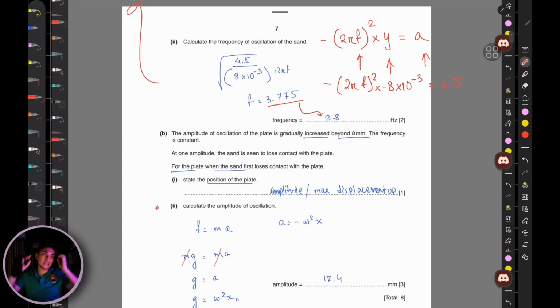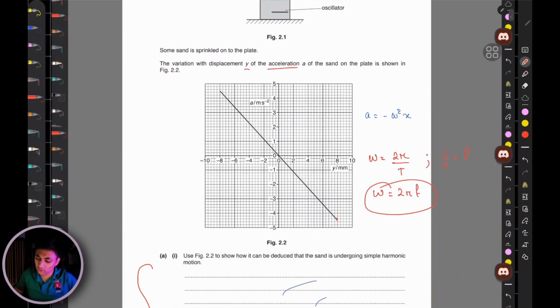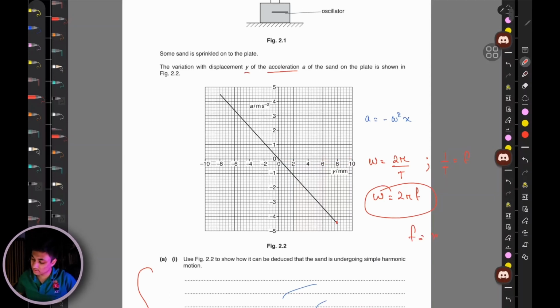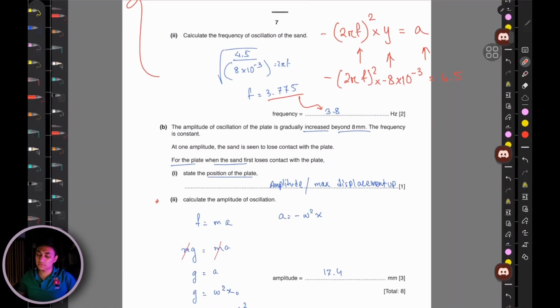So what they're telling you is they're increasing the amplitude. So if I look at the graph, what can I understand? If I increase the amplitude, my acceleration also increases, but in the opposite direction. If my acceleration increases, what do I know from F equals ma? Acceleration increases means net force increases. Great. So if I'm increasing the amplitude, I'm increasing the acceleration, so I'm also increasing the force.